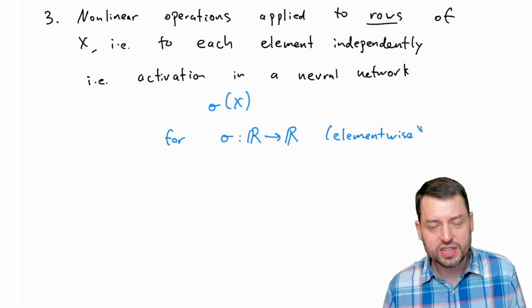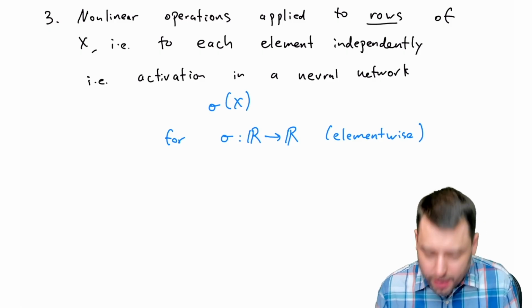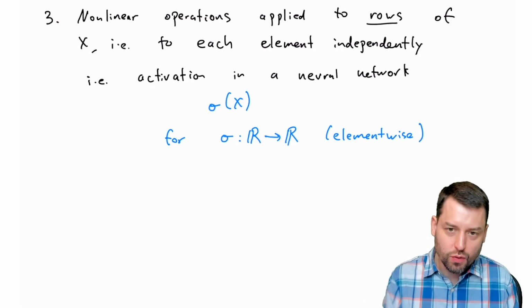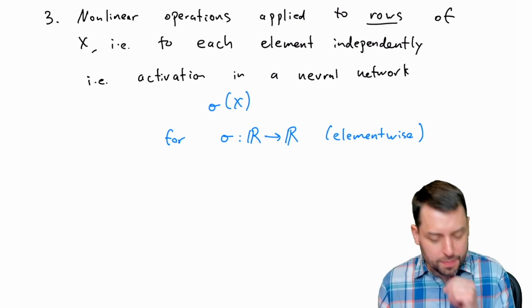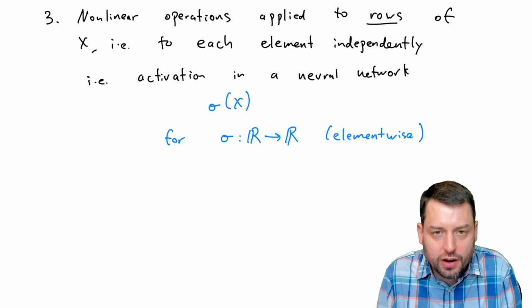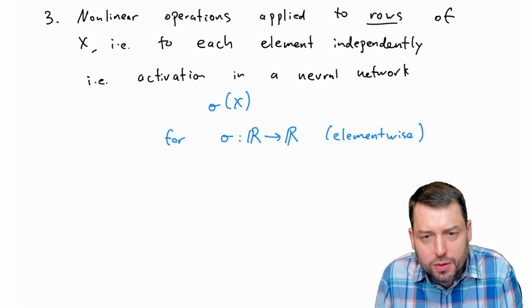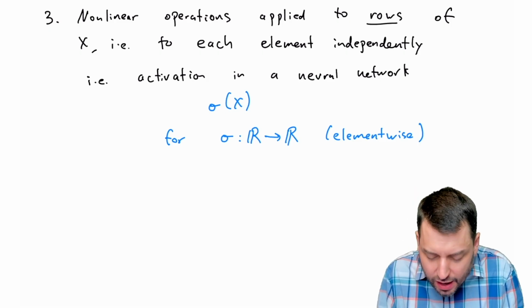It also involves things like the softmax. So you could take the softmax of, say, rows of X and exponentiate them and divide by their sum. You can do all sorts of things like this in applying nonlinear operations, but they're typically, for the most part, applied to each row. And we'll cover some of these.